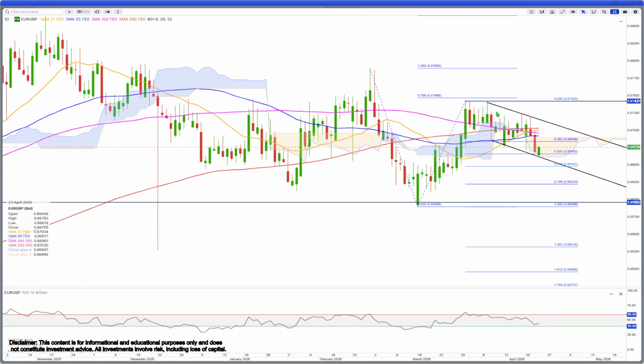If it takes out the upper falling trend line, well, then we are likely to at least test the 87.40-45 resistance up here.